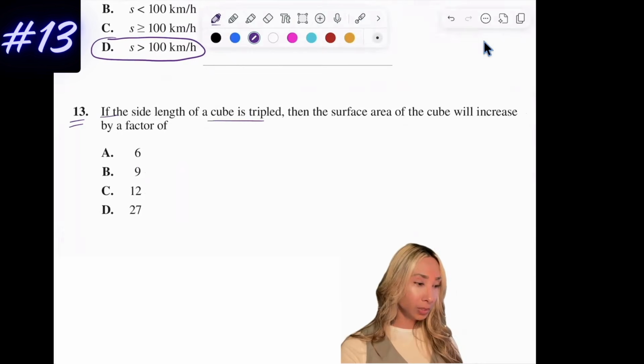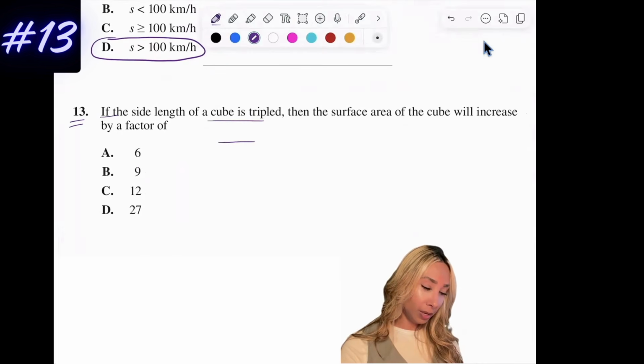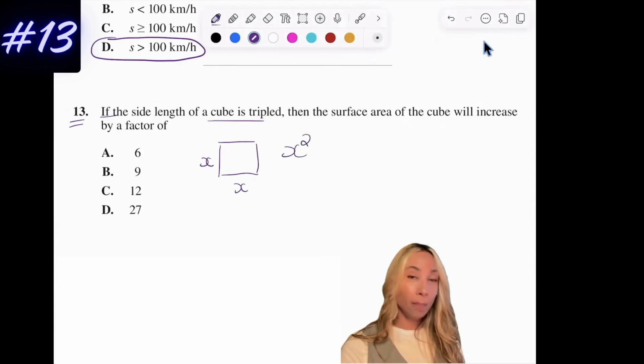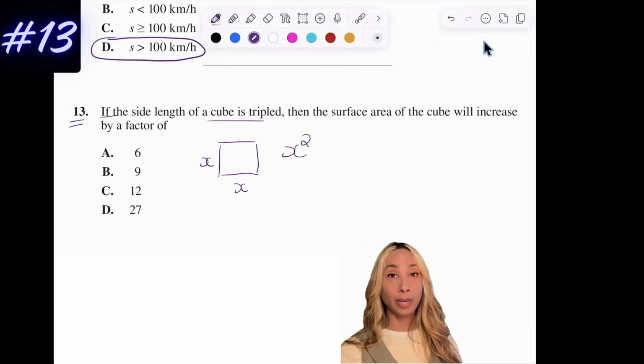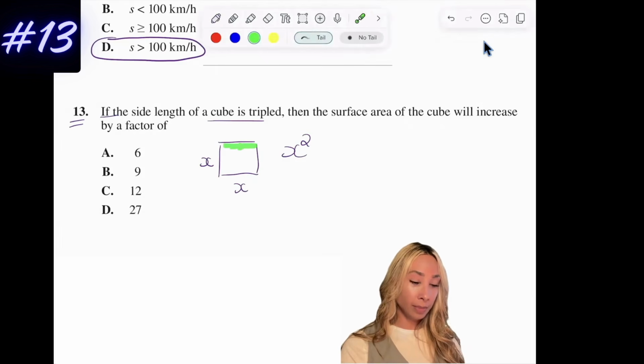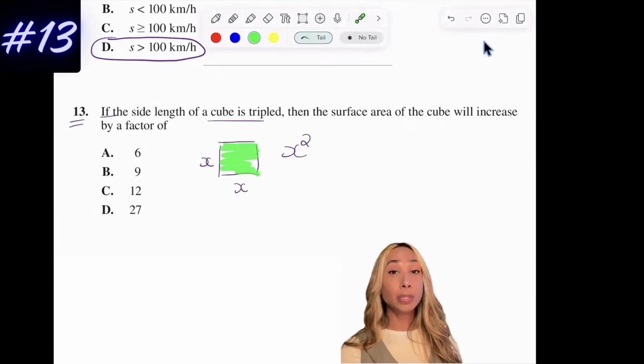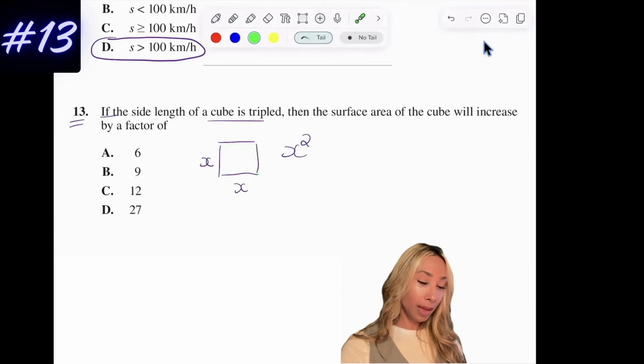So what we can do is start with just a cube. I'm going to say that's x times x. So if the side length is my regular one before it's tripled, the area would be x squared. But as we talked about in that previous question, once you find the area of one face, you have to multiply that by 6 because a cube has 6 sides. That means the surface area is going to be 6x squared.